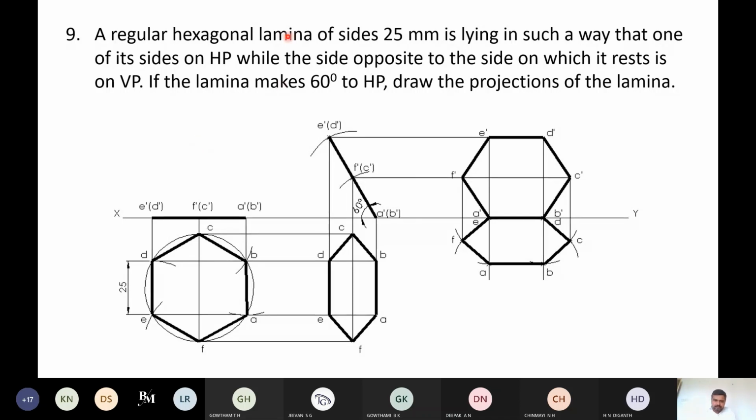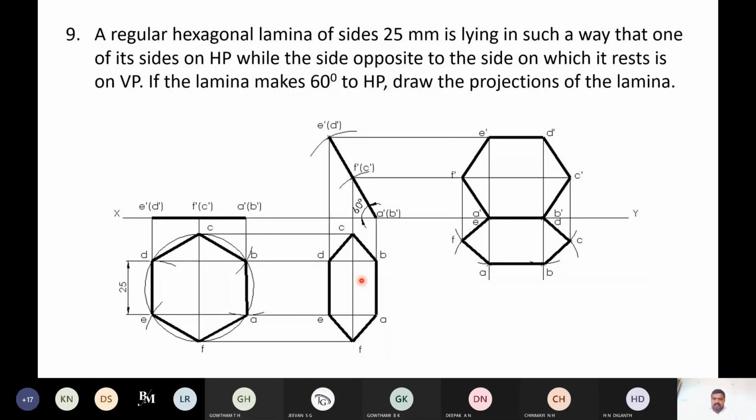Initially, I will keep the complete lamina on HP. Since it is resting on a side, I will take the resting side towards the right. Then I will keep the complete lamina on HP so that in the top view I am able to get the true shape of the lamina. Then I will project the views and get the front view. Next, satisfy the first condition. Since it is resting on HP on one of the sides, take the inclination with respect to HP first, that is 60° to HP. So make this front view inclined at 60°, project the points and get the second top view.